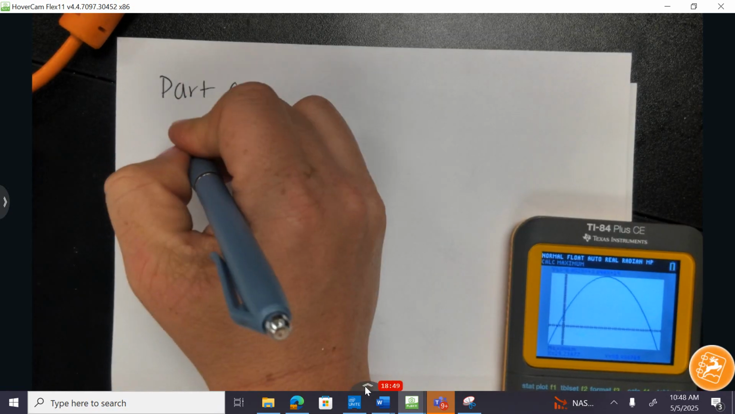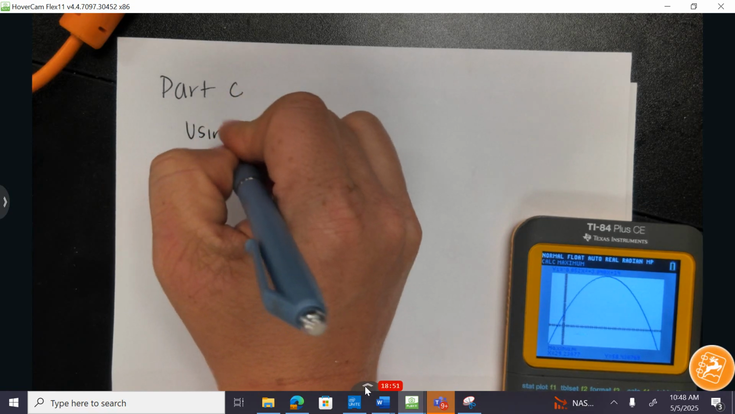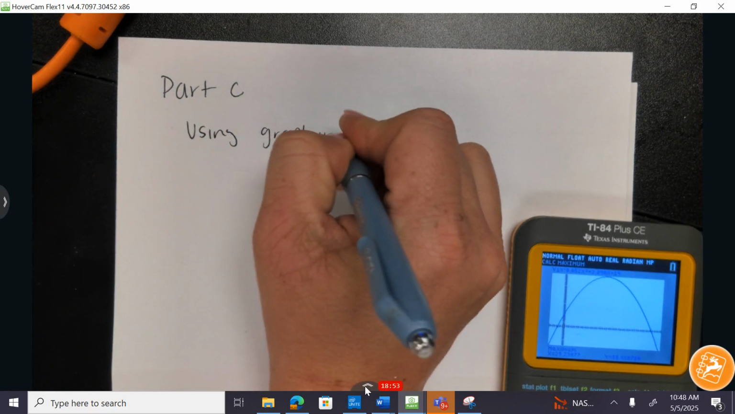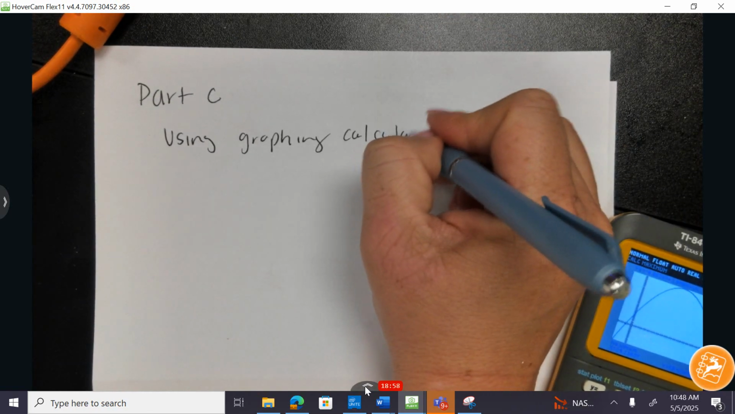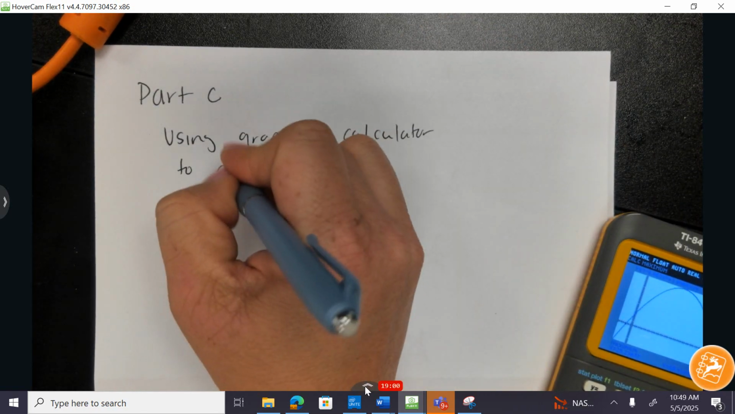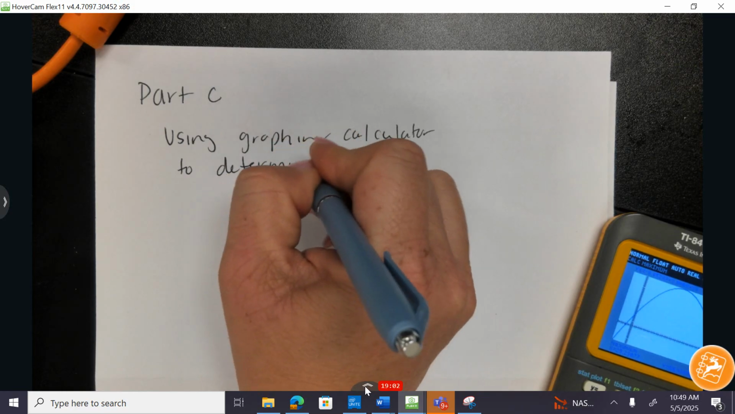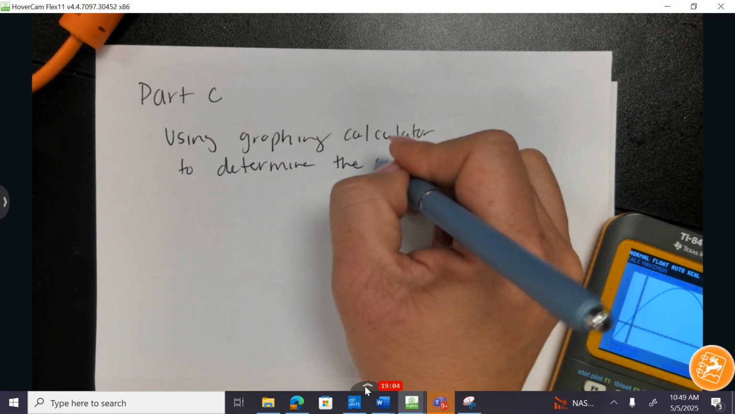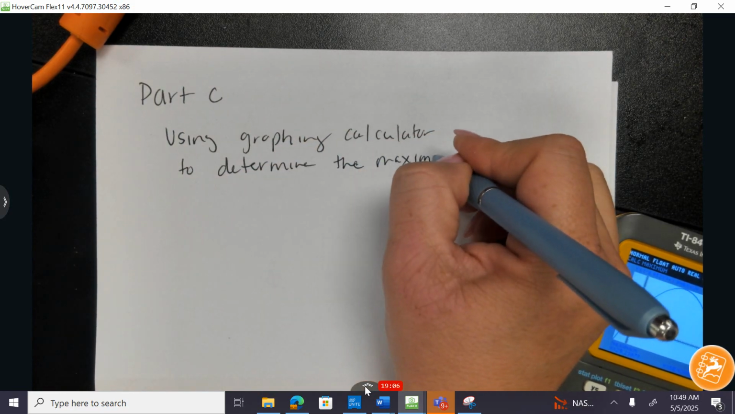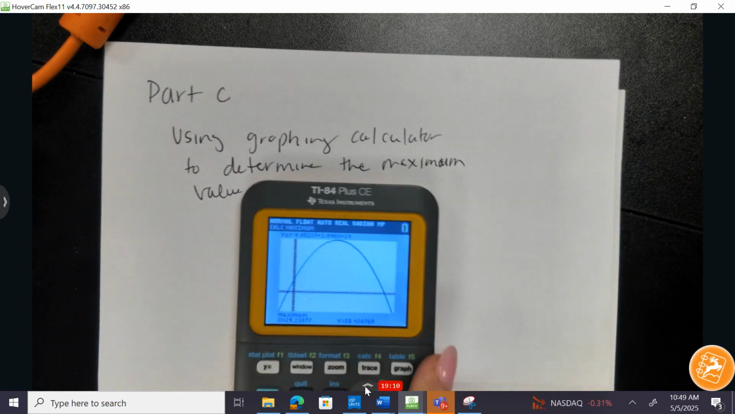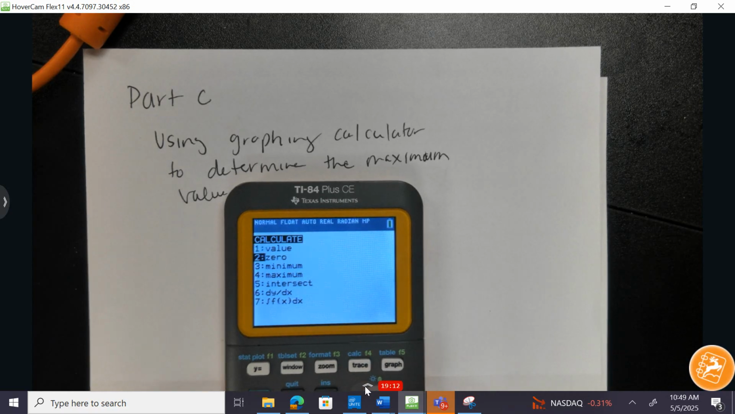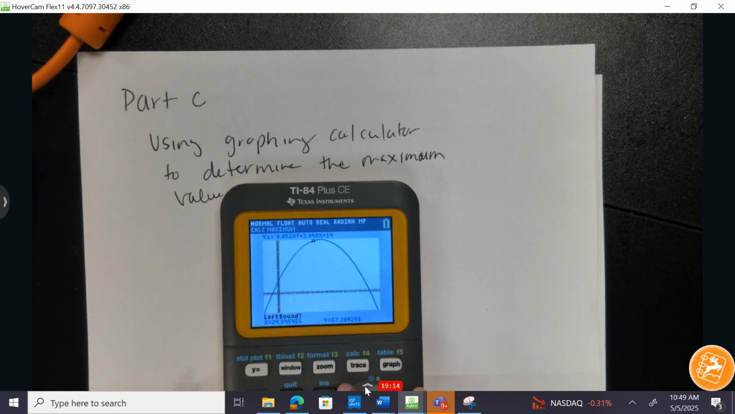So I'm looking for, using a graphing calculator to determine, the maximum value. However, we have to tell the reader exactly what we are doing, so they don't just see an answer and think, hey, did they copy, did they guess? They need to know exactly what you're doing.